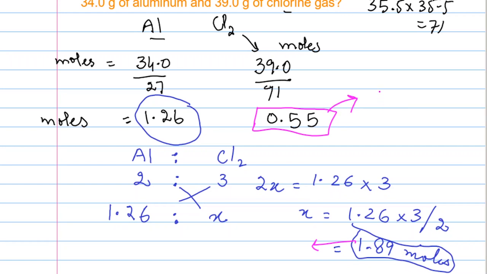So what we will say: the amount which is less, the amount which is totally used up, the amount which is not in excess, is called the limiting reactant. That which is totally used up in a reaction is called the limiting reagent or reactant.